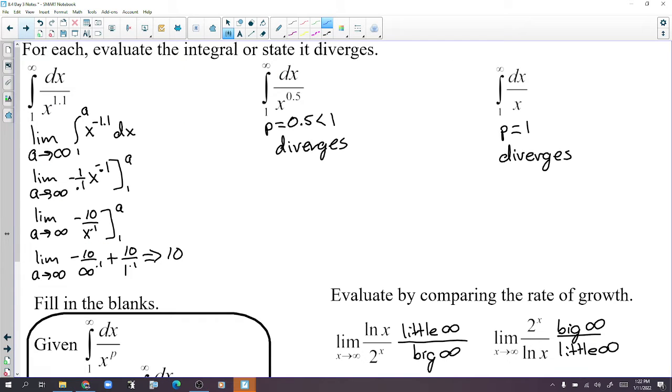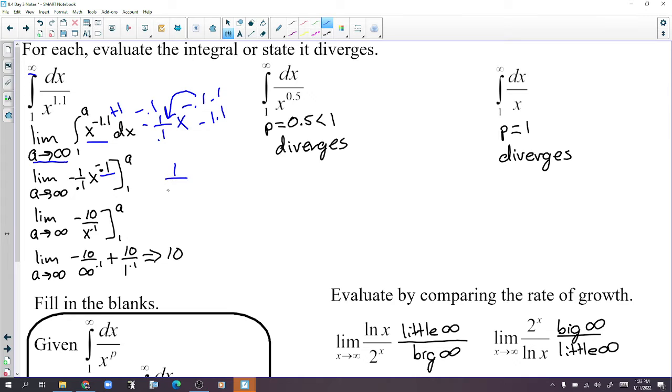For each, evaluate the integral or state it diverges. Infinity is the problem, so limit as a approaches infinity of x to the negative 1.1. Now when we add 1 to that, we get negative 0.1. There's the negative 0.1, but it's x to the negative 0.1 times 1 over 0.1, but negative. So if you multiplied that, they would cancel out. Minus 1, you get negative 1.1 back if you did the derivative.